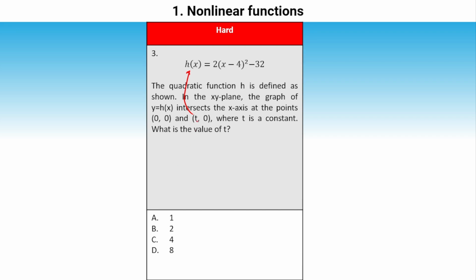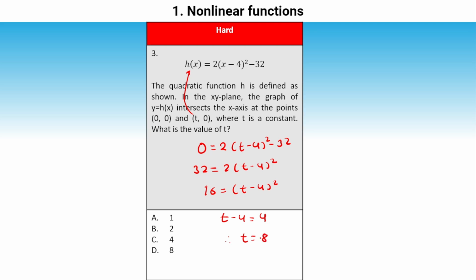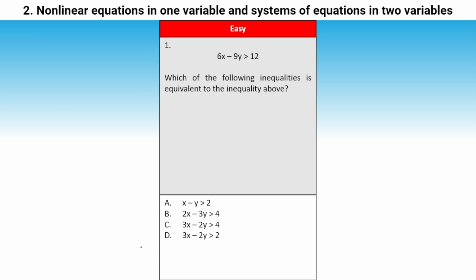So x is t, and y is 0. So 0 equals 2 times (t minus 4) squared minus 32. So 32 equals 2 times (t minus 4) squared. If we divide, we get 16 equals (t minus 4) squared. If we take square roots on both sides, we get t minus 4 equals 4. Therefore t equals 4 plus 4, which is 8. So the value of t is 8. Okay, let's move to the next one.